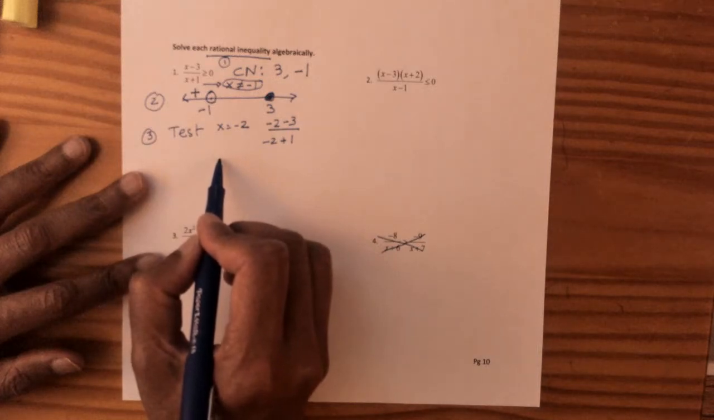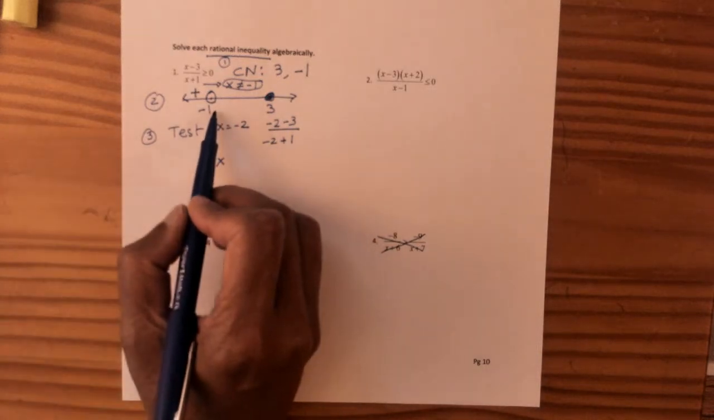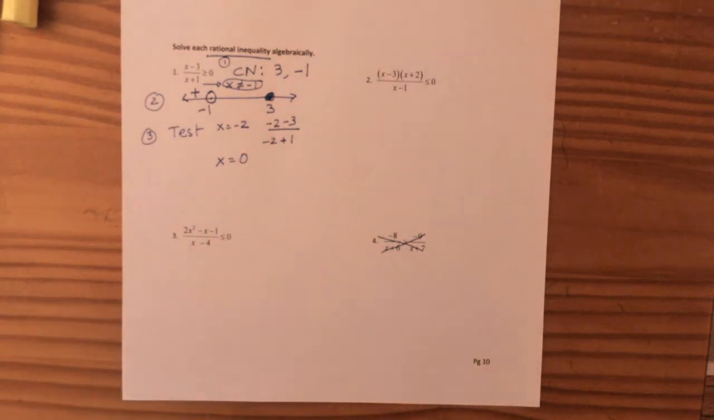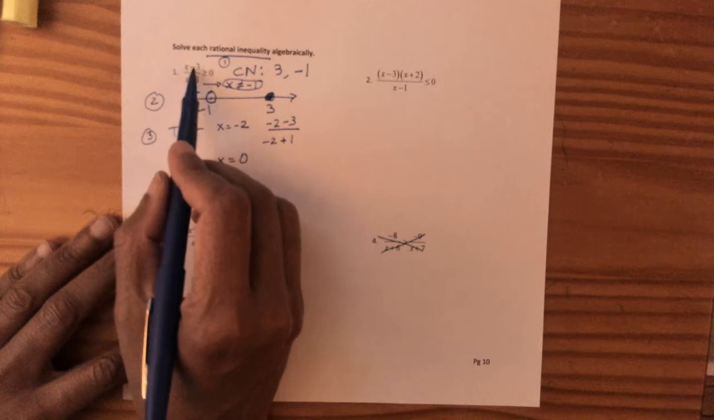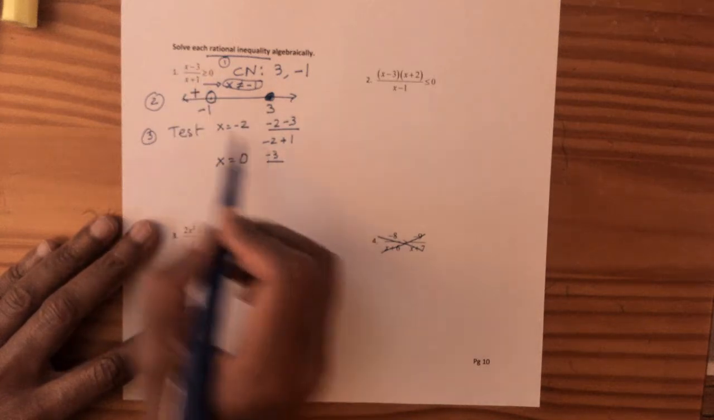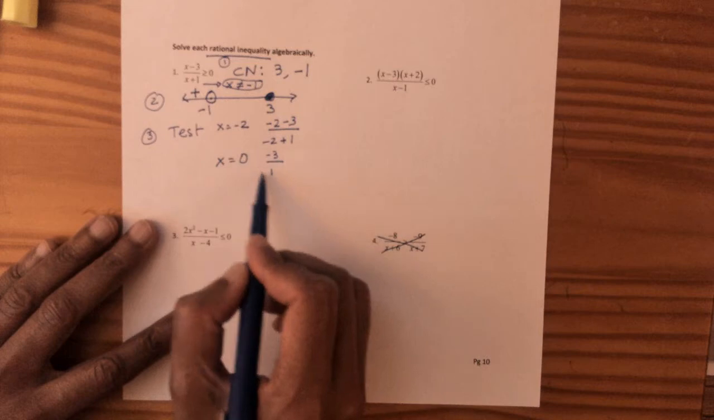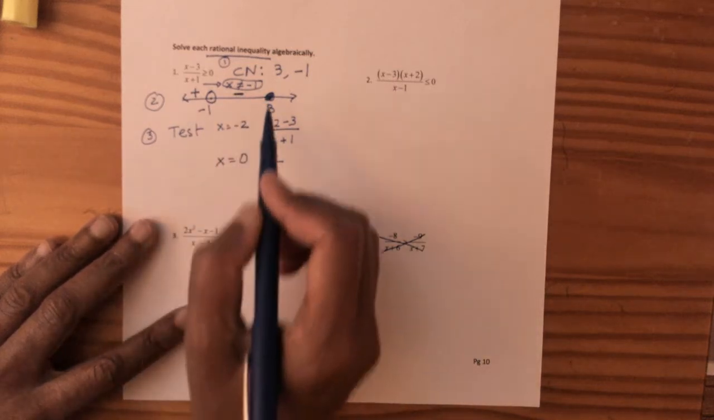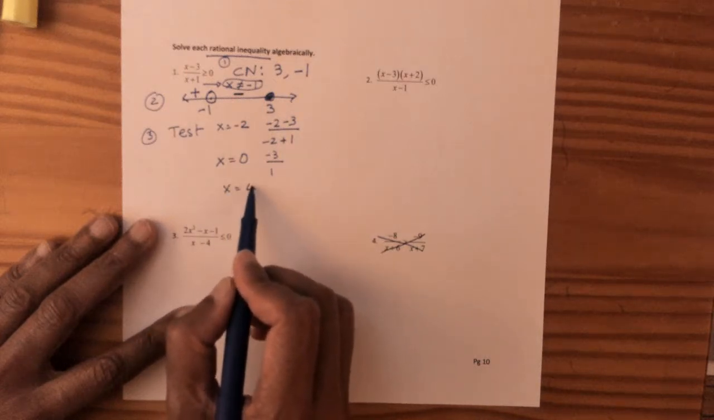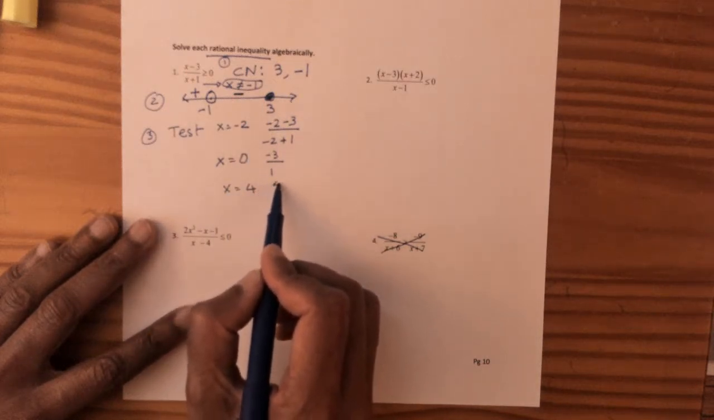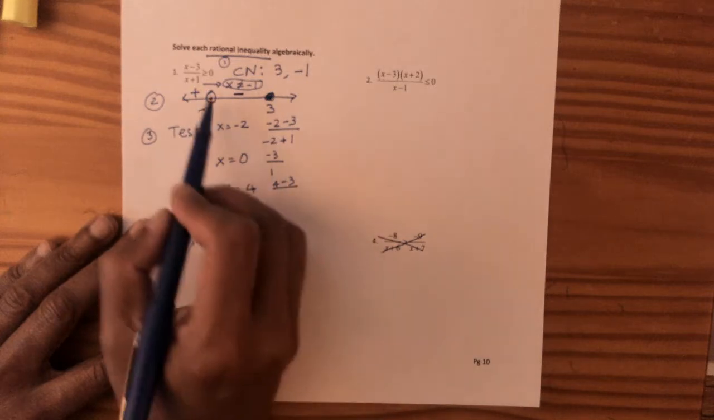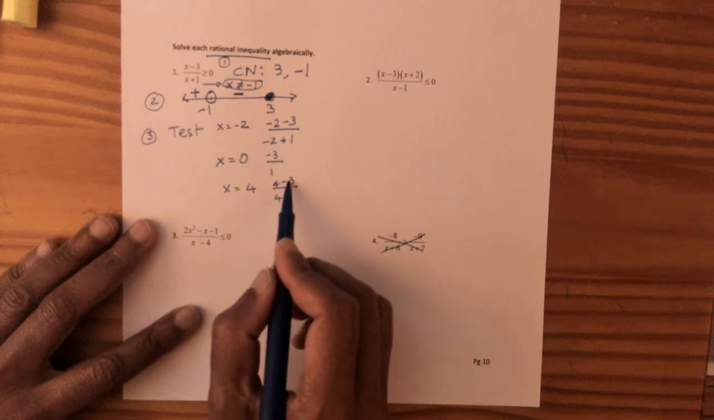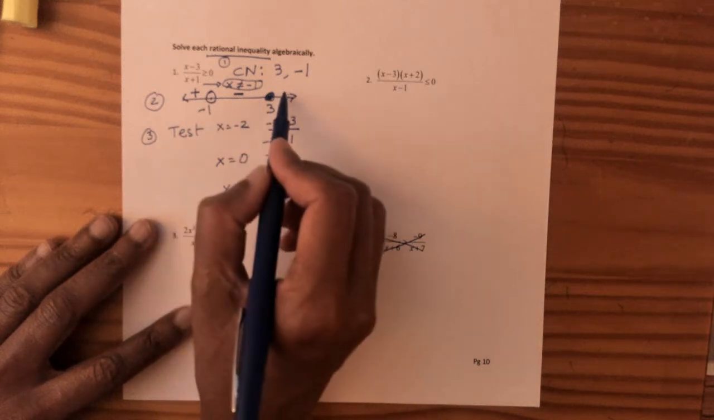Now let's test a number between negative 1 and positive 3. I would go with 0, because I always gravitate towards an easy number. 0 minus 3 is negative 3, and 0 plus 1 is 1, so this is a negative value. This interval is going to be negative. The last one is a value greater than 3. I take 4, so (4 − 3)/(4 + 1). This is positive, this is positive, and positive over positive is positive.